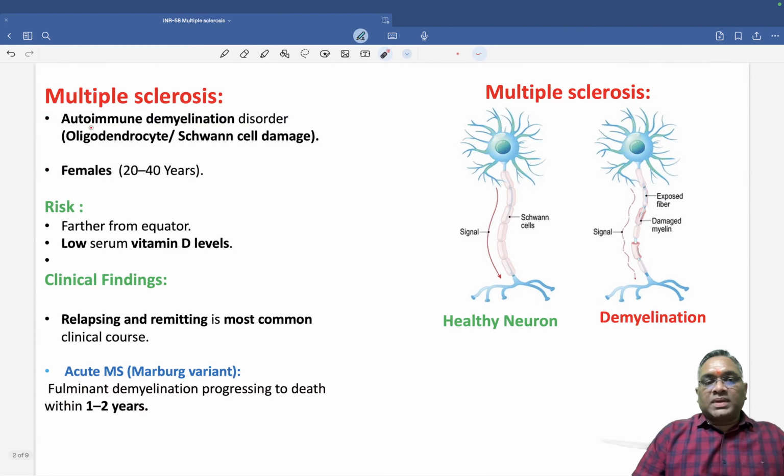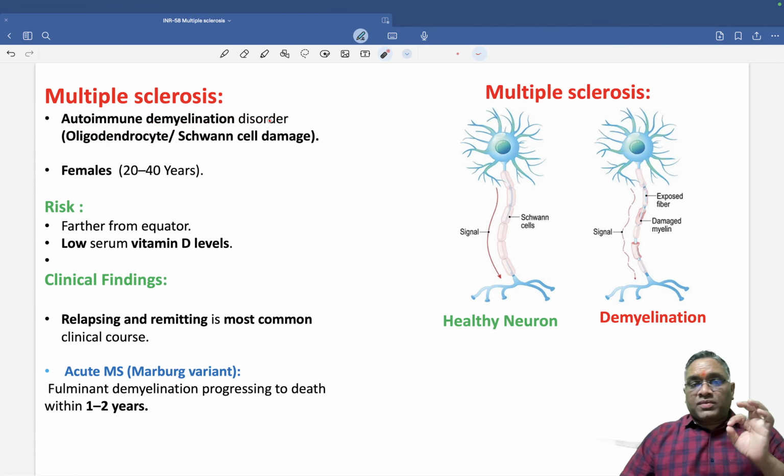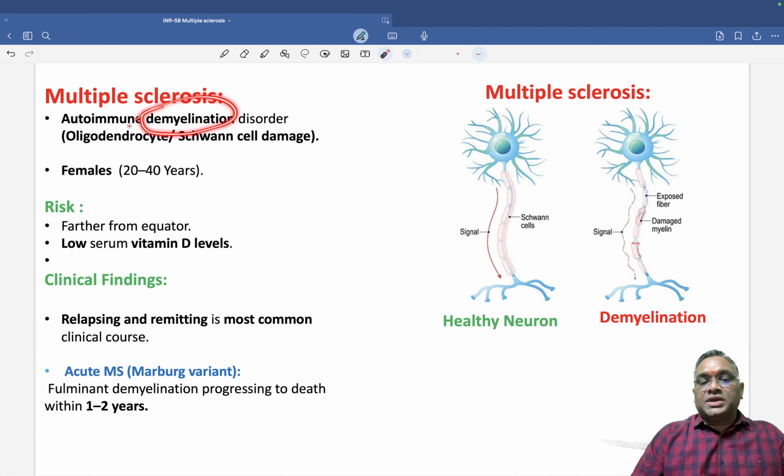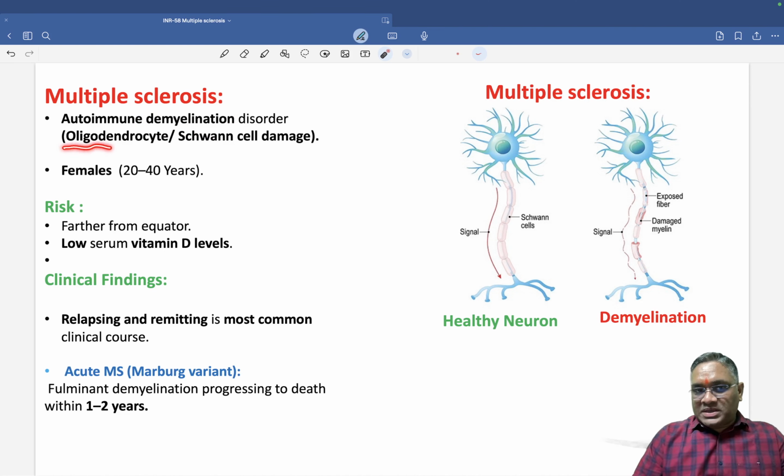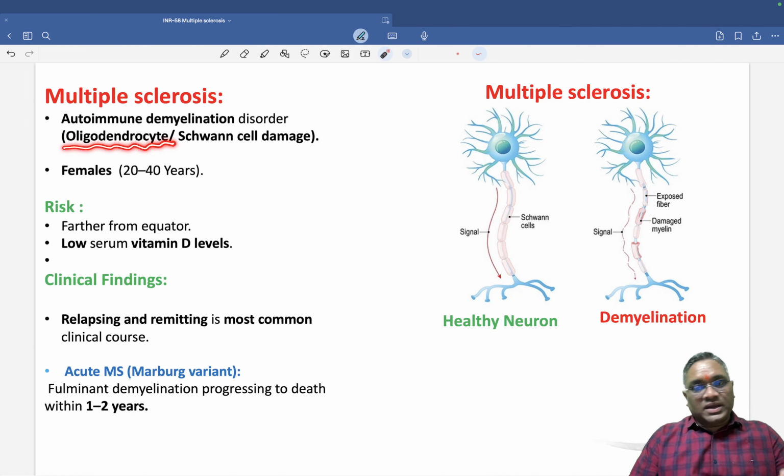So, what is multiple sclerosis? This is an autoimmune demyelination disorder. Remember, whenever you see the word demyelination, that means myelin has been damaged. So, myelin has been damaged means which cell would be damaged? It is either oligodendrocyte in the central nervous system or Schwann cell damage in the peripheral nervous system, right?